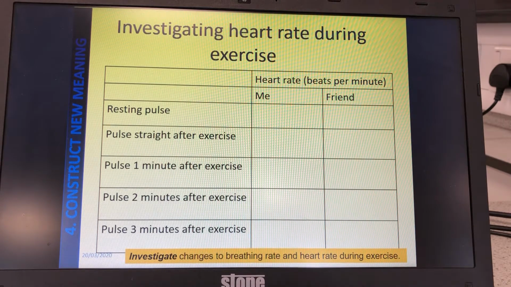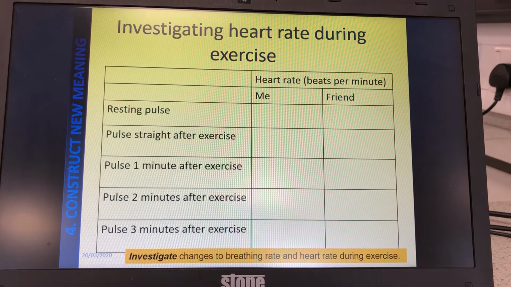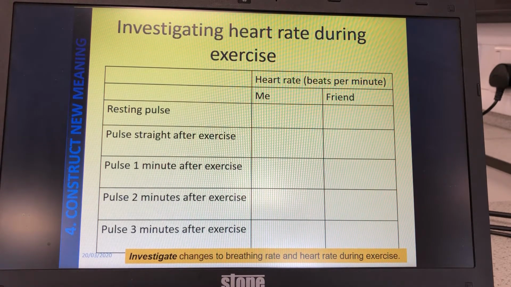So first of all, it's important we're sat down at the moment. We want to get our resting pulse. Okay, so we want to have our pulse when we're nice and calm. We're not really using any of our muscles. If you have a Fitbit or similar device, then you can use that device to get your heart rate, and that's going to make life really easy for you.